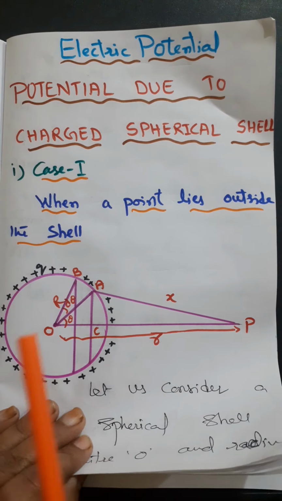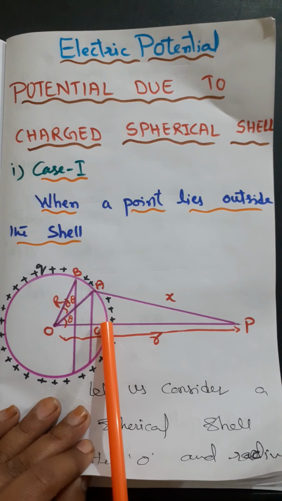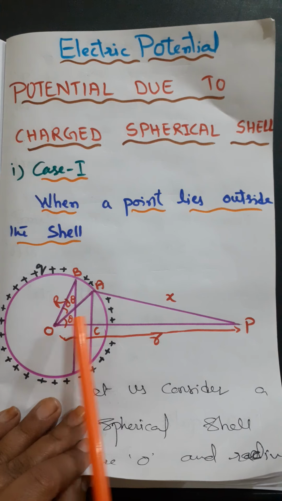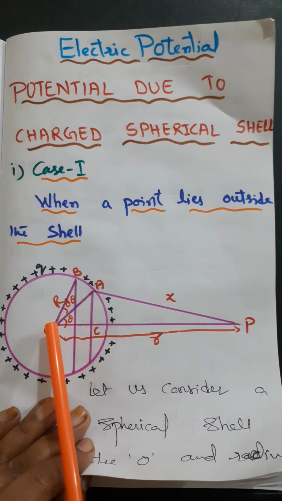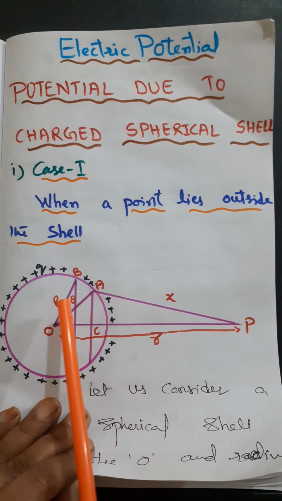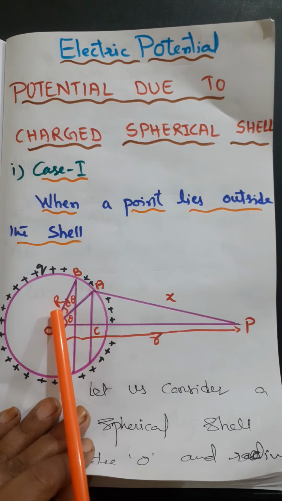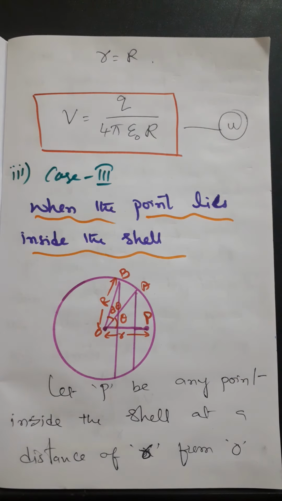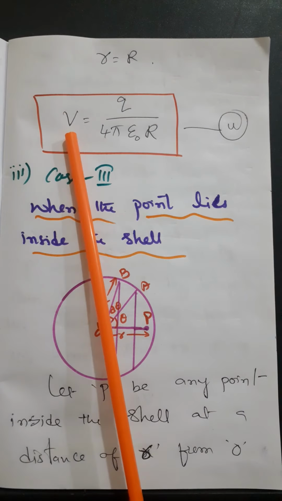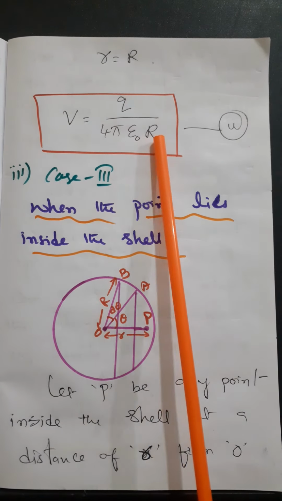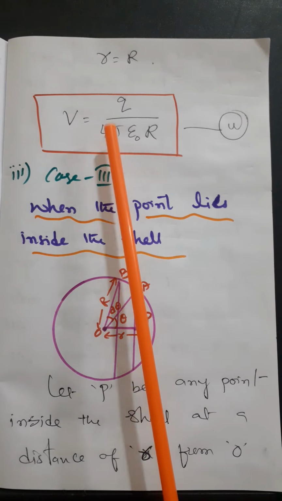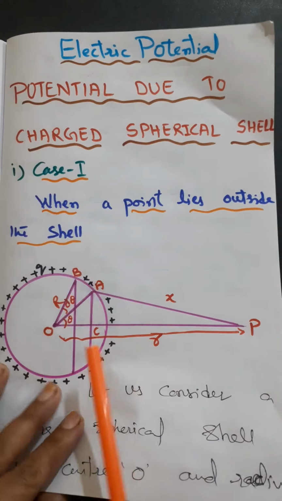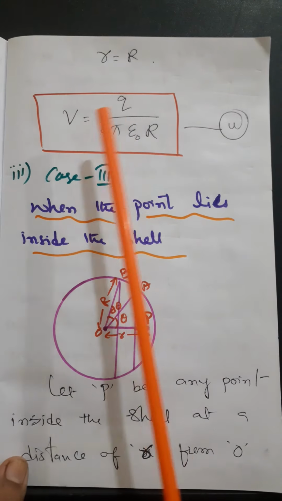Here, when the point lies on the shell, it means capital R and small r. The distance between O and P we have to consider as small r, and O to P is already capital R, the radius of the sphere. So small r is equal to capital R. So the equation will be V is equal to Q by 4 pi epsilon naught capital R. This is the electric potential due to the spherical shell when the point lies on the shell.